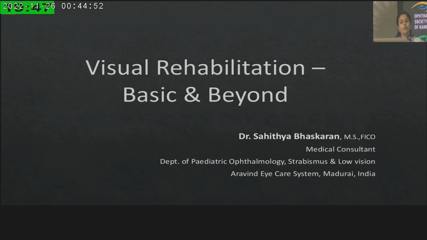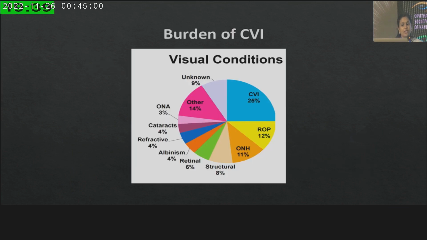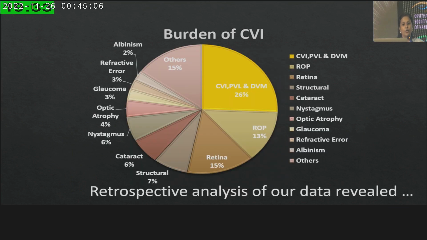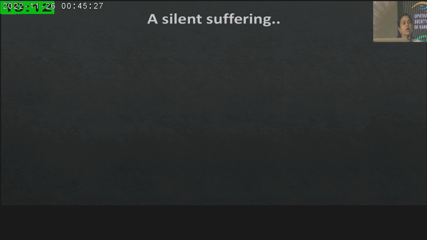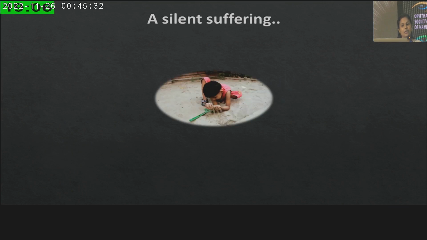So today I'll be talking on vision rehabilitation intervention strategies in CVI, the basic concepts and the recent advances. This slide has already been shown. This is the Western data as compared to the Indian data. Both data show that 26%, or 1/4, of visual impairment in children between 0 to 3 years is attributed to cerebral visual impairment, only followed by ROP. So this is the largest cause of vision impairment in children under 3 years of age. However, you will not see this diagnosis anywhere in the visual impairment category at all. This is almost a hidden disability till date.